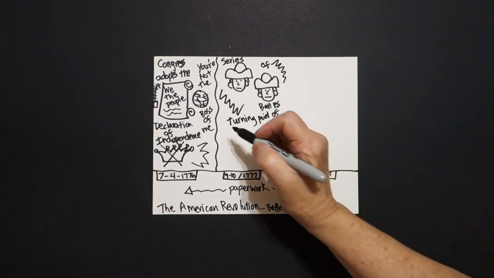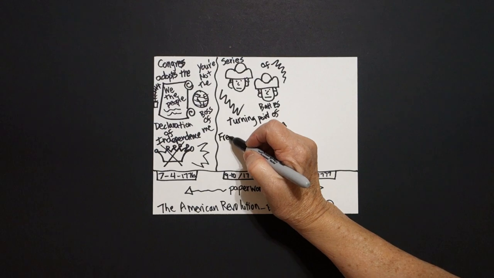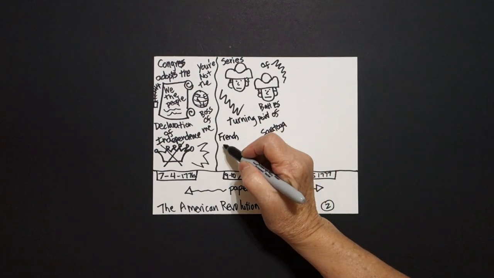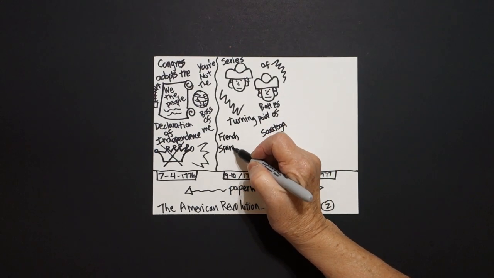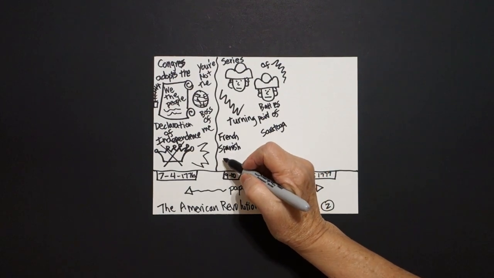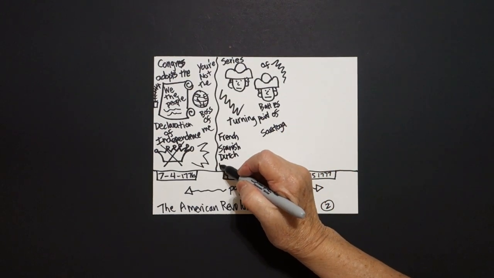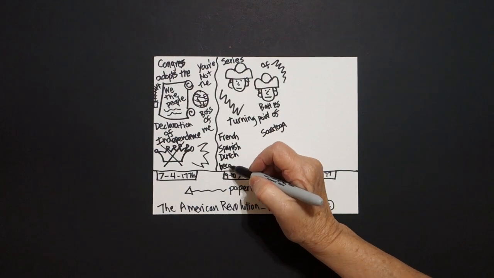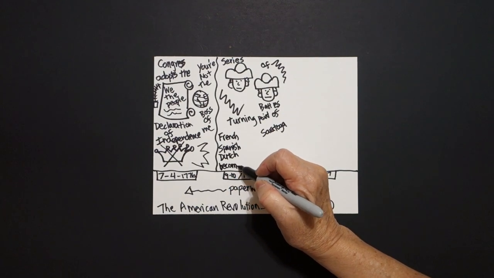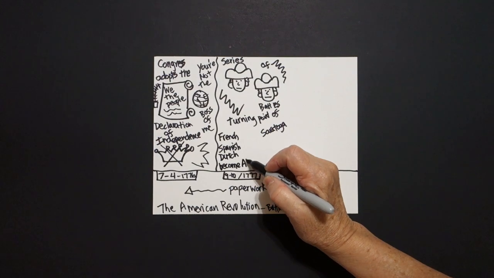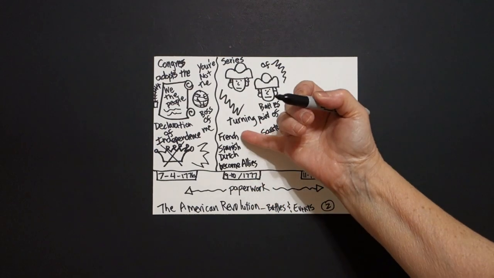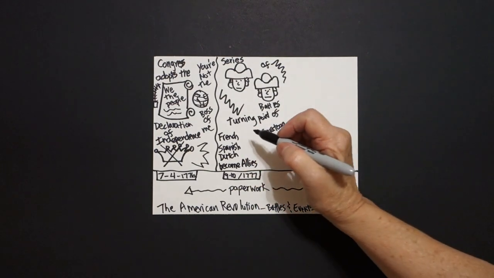in the battles, because all of a sudden now the French, the Spanish, and the Dutch become allies with the Americans, become allies. These three countries hated the British. They had fighting with them all along.